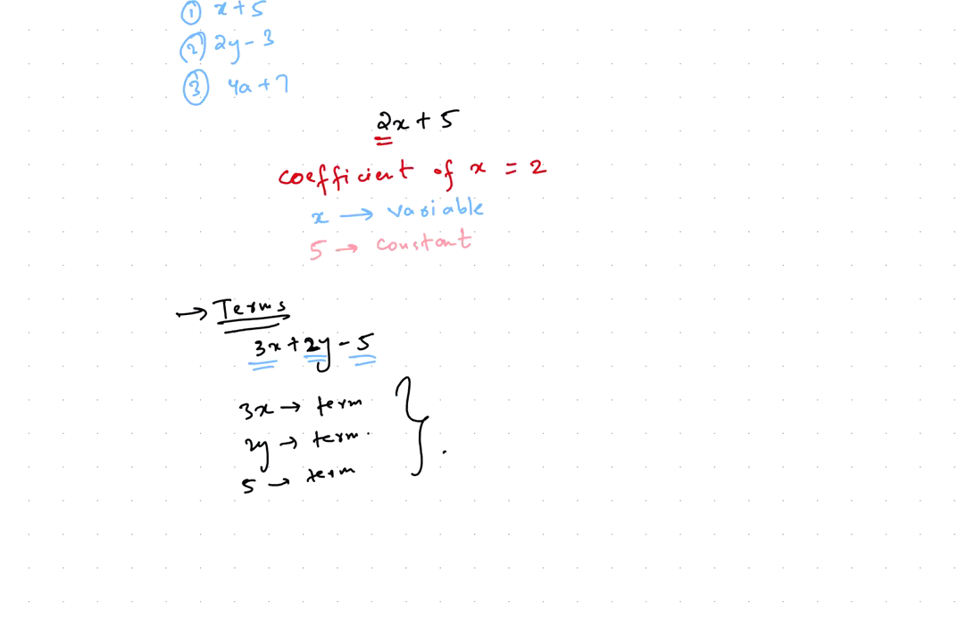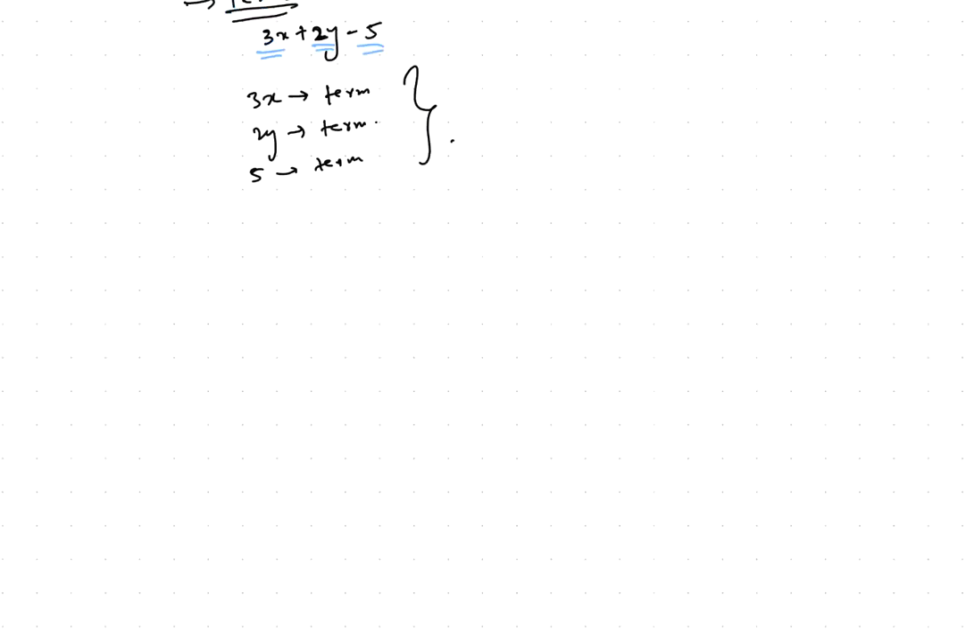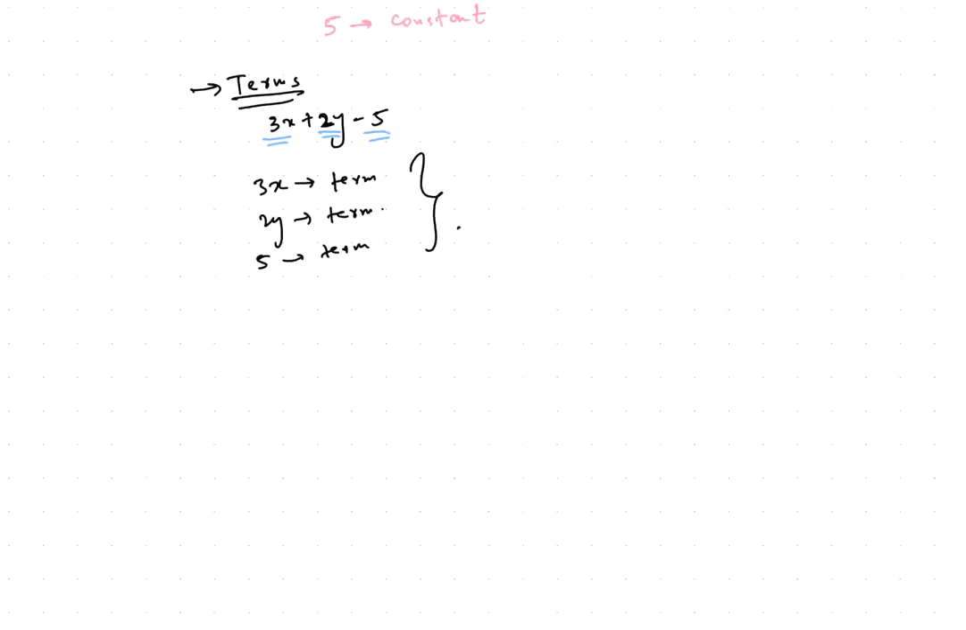Now you also need to understand when there is one term in an expression. For example, if I just write down 5x here, that is just one term. When there is only one term, we call this a monomial. The name of that is monomial.